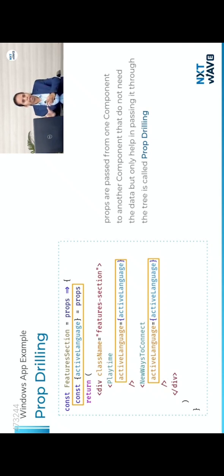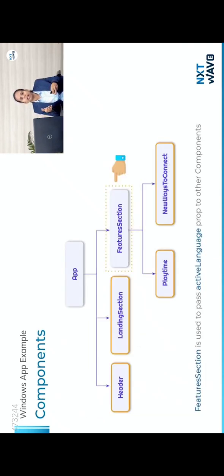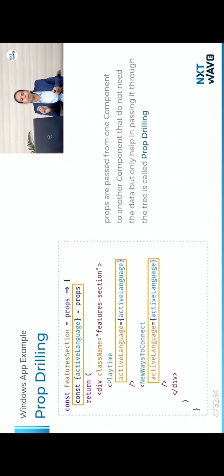This is called prop drilling. Here you can see that the child components are playtime and new ways to connect. These two components need the active language, right? So just so that the active language is passed to these two components, it is passed through the features section, which does not use it. This is called prop drilling.